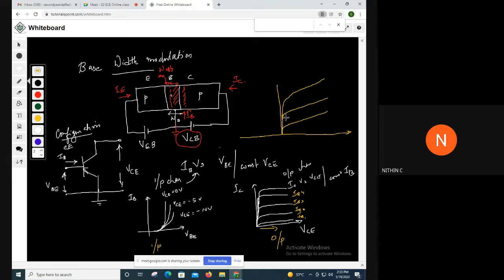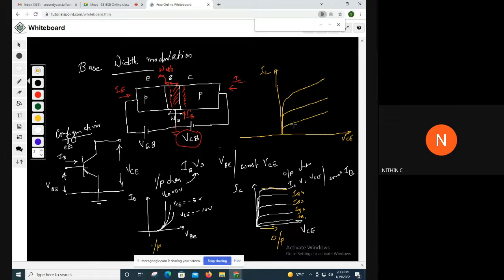You can clearly see that IC is actually not a constant straight line but has some slope. In the earlier case it had slope 0. IC was completely flat. But when base width modulation is happening, you will be getting more IC. So in that sense, IC will have a slope. IC will be higher, so that graph will look like this, IC versus VCE.